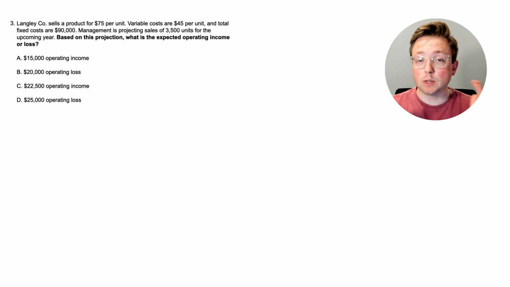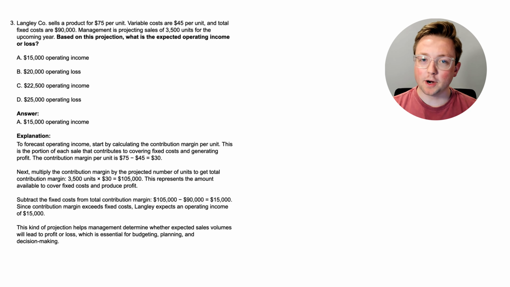Now, pause the video, take what we've learned from the other 2 questions, and I feel like you could probably figure this out. When you're ready, come back, we'll look at the answer together. All right, here we are at the answer. A, $15,000 operating income. So that's the projected amount of operating income for the next year. So let's go through this.